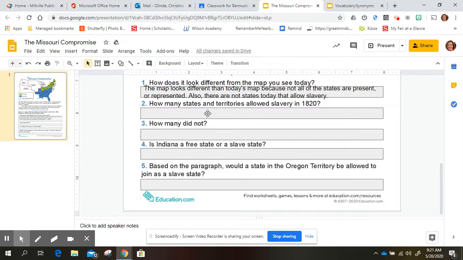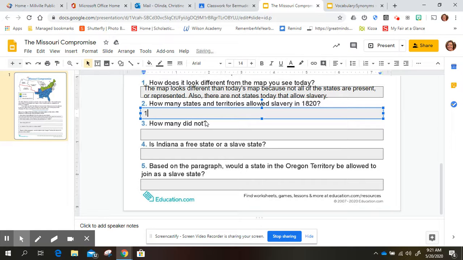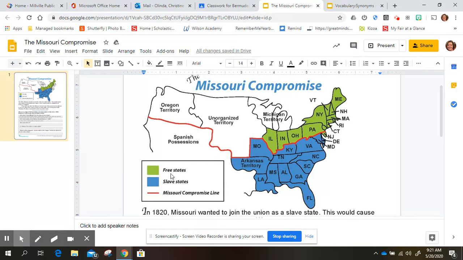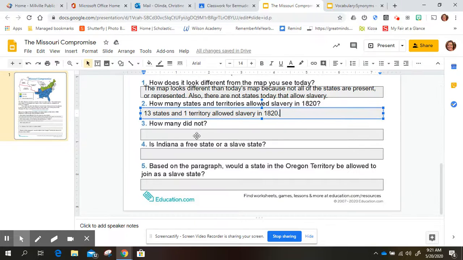So how many states and territories allowed slavery? We would say 13 states and 1 territory allowed slavery in 1820. Number 3, how many did not? And so we'd go back to our map, and now I need to count the free states, or the green ones. And I'd say 1, 2, 3, 4, 5, 6, 7, 8, 9, 10, 11, 12.